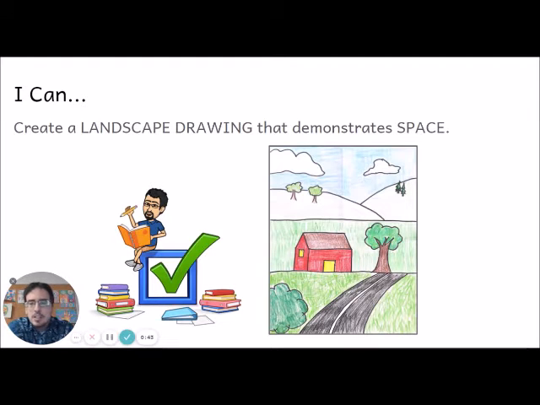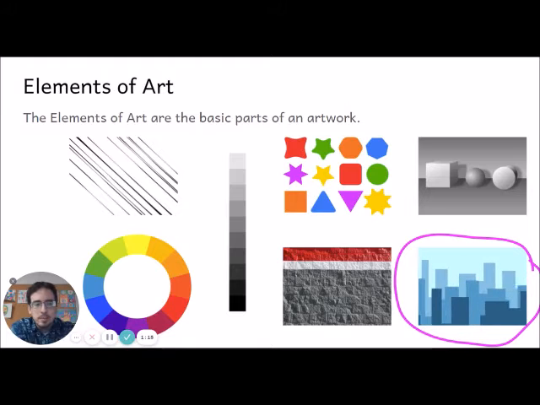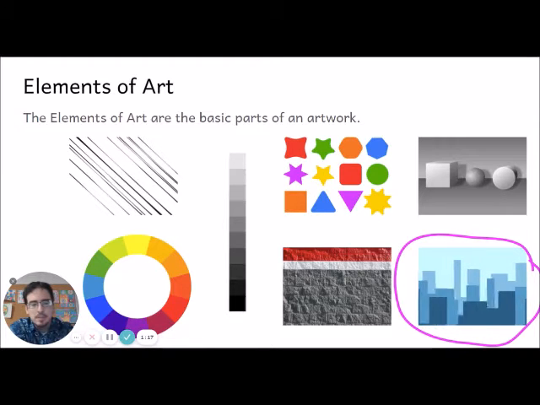Our I can statement today is I can create a landscape drawing that demonstrates space. Now, if you look at this, you might be wondering, where is the space? I thought space was planets. I thought there's stars and moons and everything like that. And that is one kind of space. That's not what we're focusing on this week. We're actually going to be focusing on the element of art called space. And that's this last one right here.